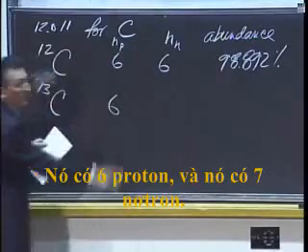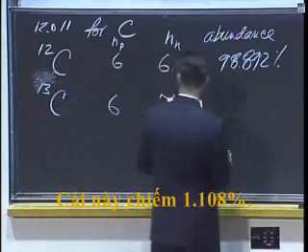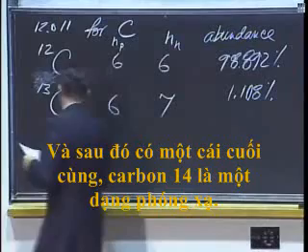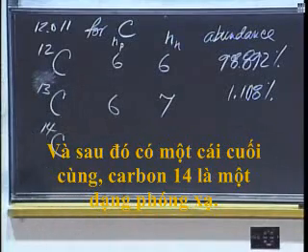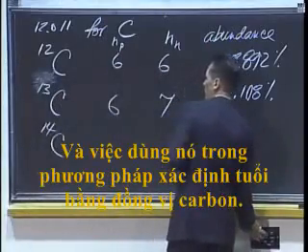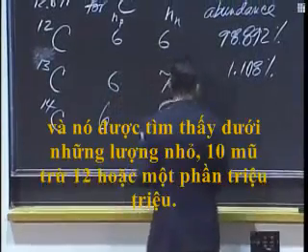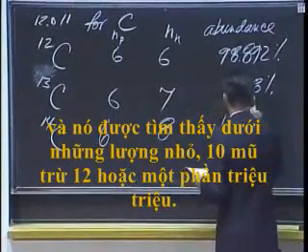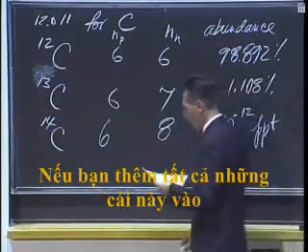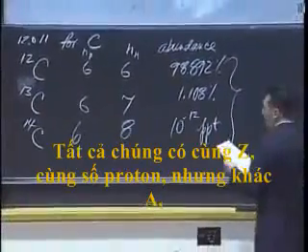There is a carbon 13, however. So it axiomatically must be 6 protons, and it's got 7 neutrons. And this is found in the abundance of about 1.108%. And then there's the last form, carbon 14, which is the radioactive form, and we'll talk about that later in 3091 and its use in radiocarbon dating. And carbon 14, 6 again, and it has 8. And it is found in vanishingly small amounts, 10 to the minus 12, or part per trillion. So if you add all these up, then you end up with 12.011 as the atomic mass.